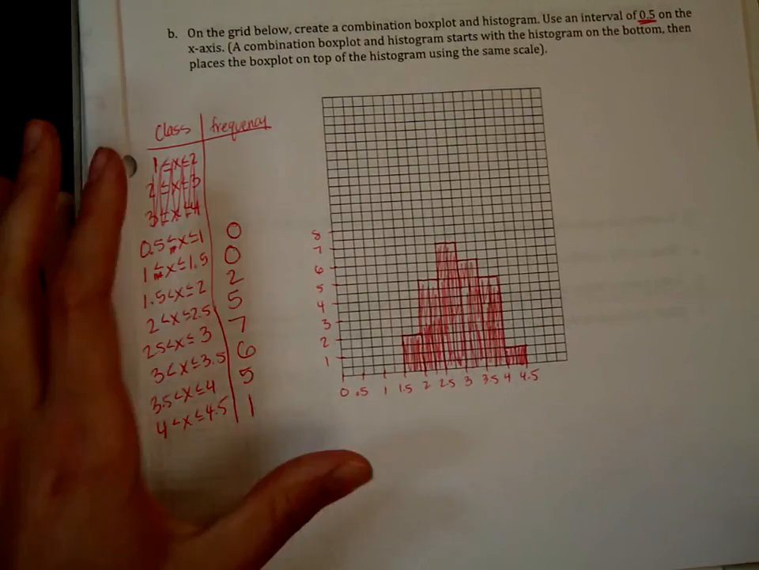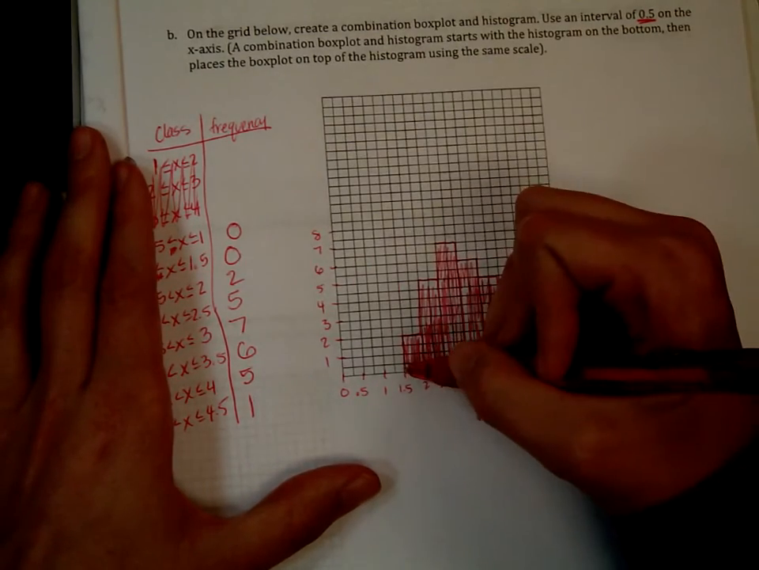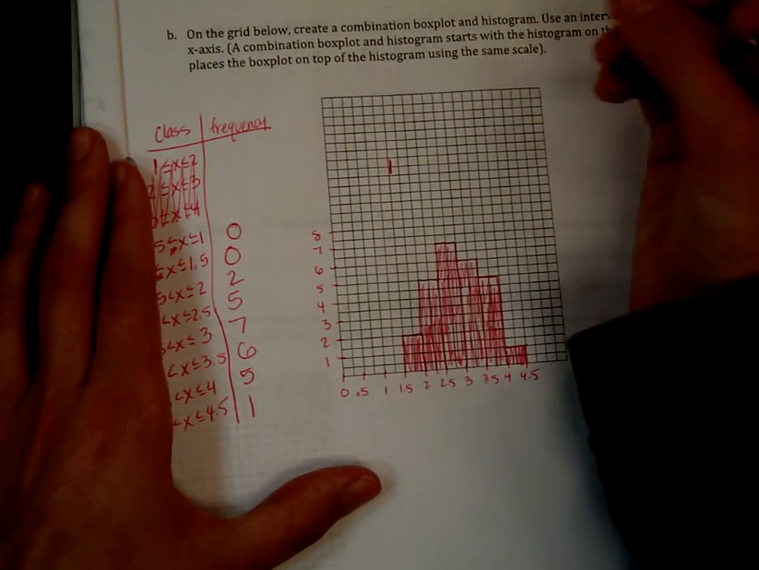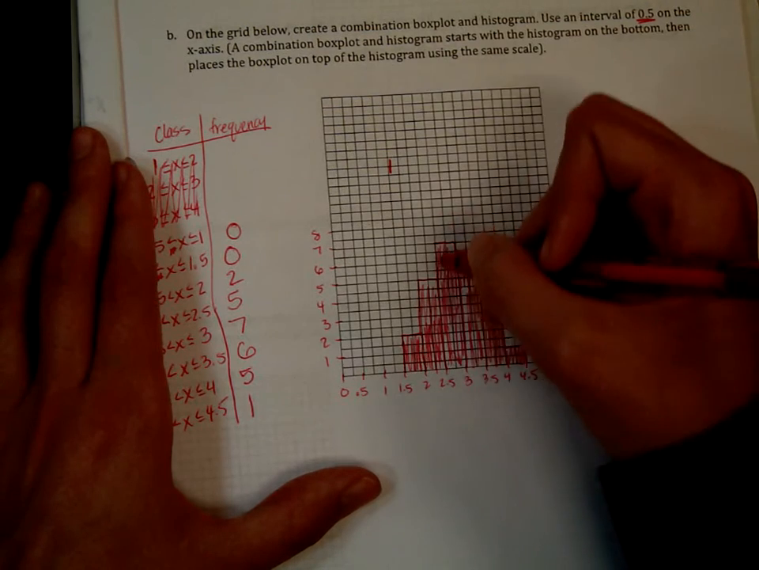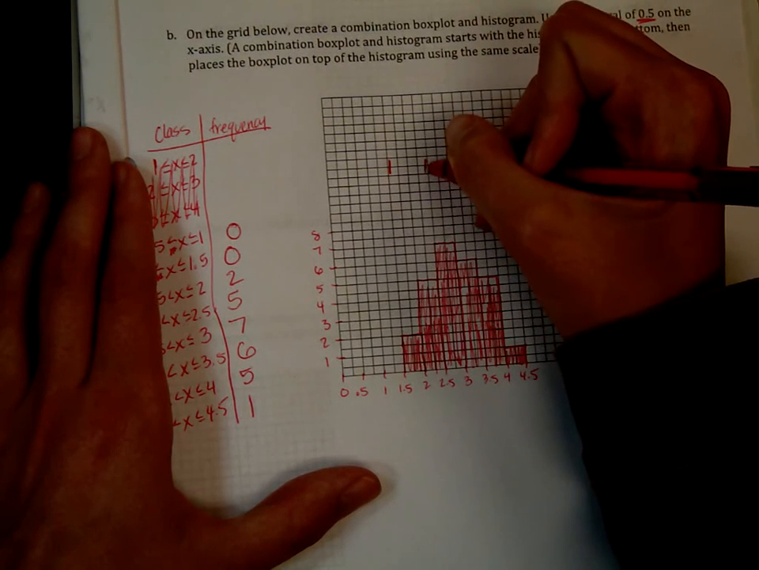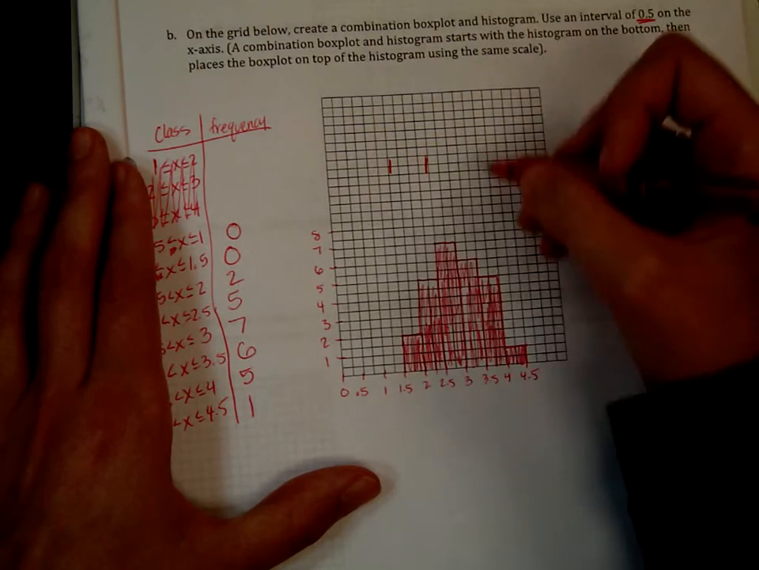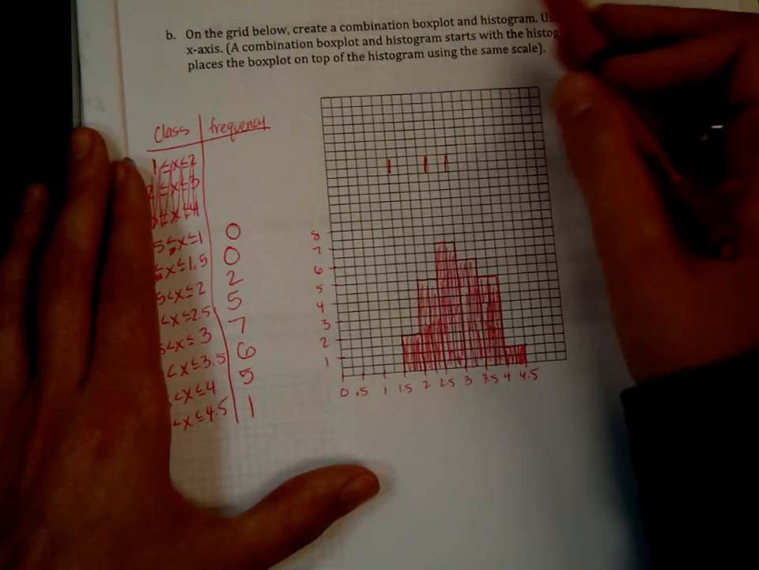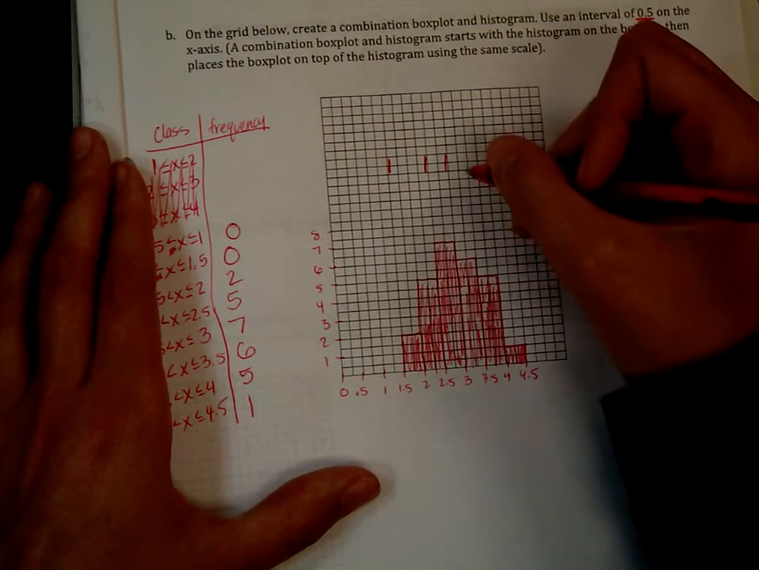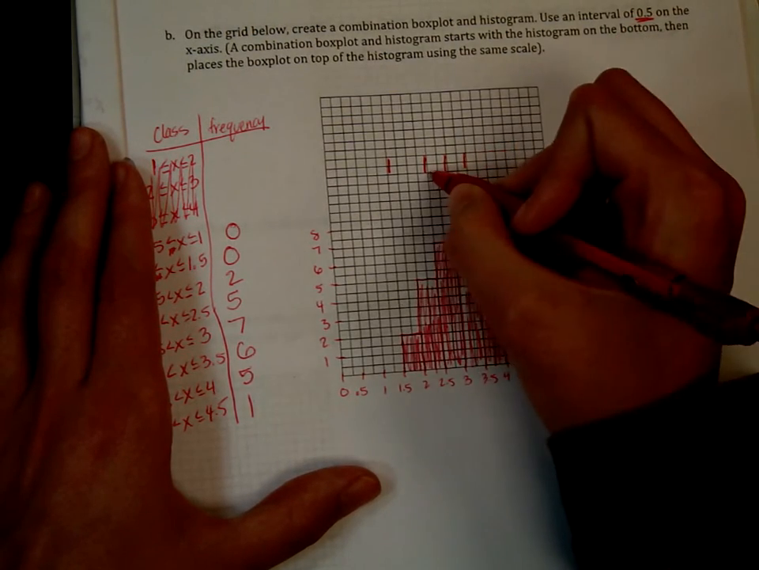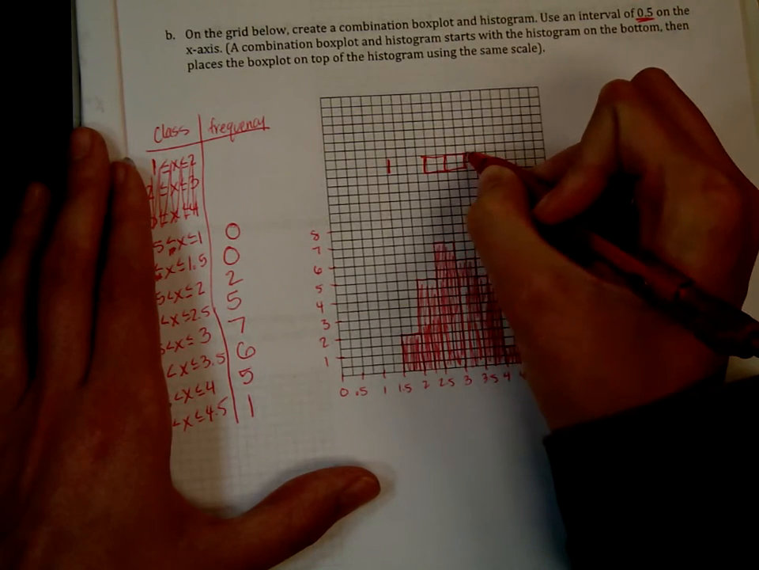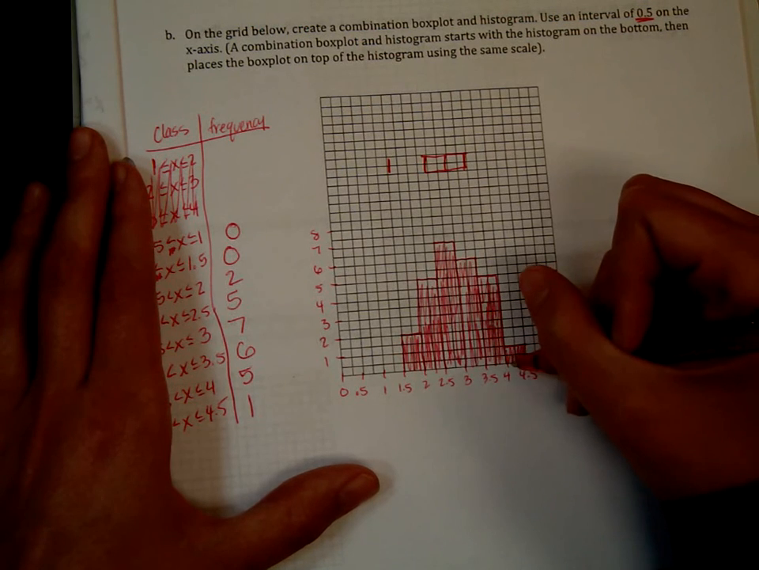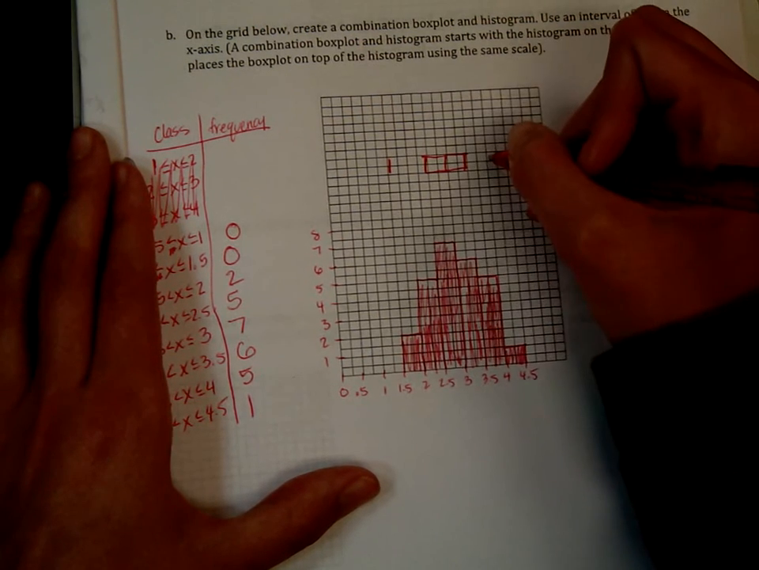Now to make the box plot, the minimum is 1.58. So that's just ahead of 1.5. Q1 is 2.46, just below 2.5. Median is 2.91, just below 3. Q3 is 3.49, just below 3.5. So here's the box. And then the maximum is 4.29, which would be right about here.